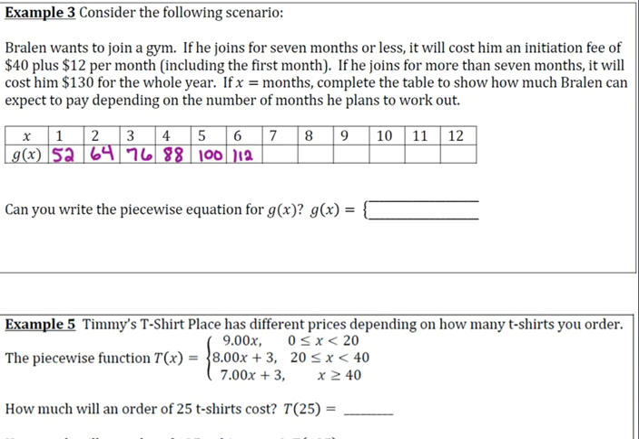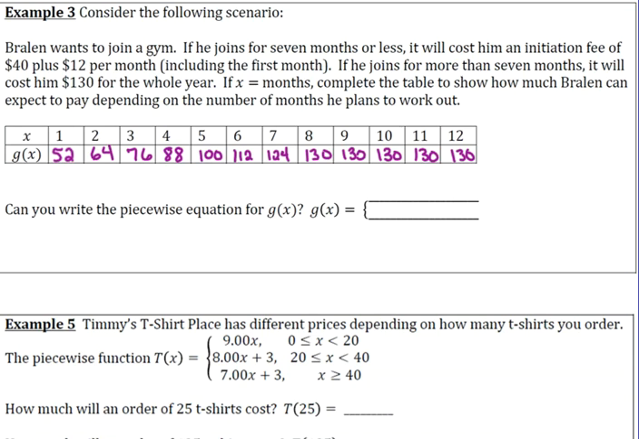Okay, so for 7 months or less, so this one includes the 7th month, he's got to pay that monthly fee. So that would be 124. Okay, if he joins for more than 7 months, so 8 months or more, it will just cost him $130 for the whole year. So from this point on, our table is just going to be 130. It doesn't matter whether he works out for 8 months or 12 months, he just has to pay that $130 fee.